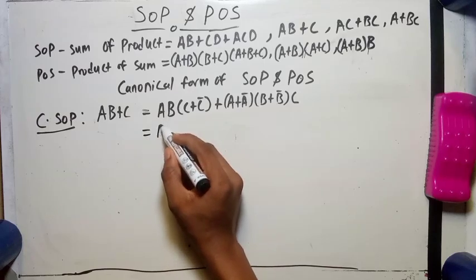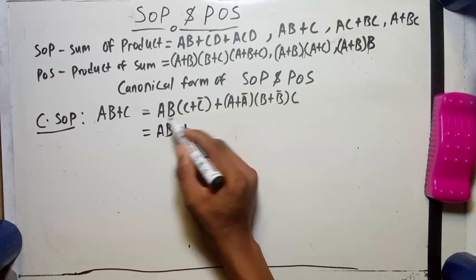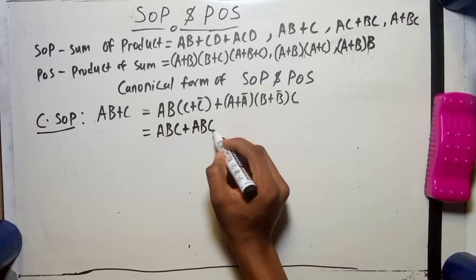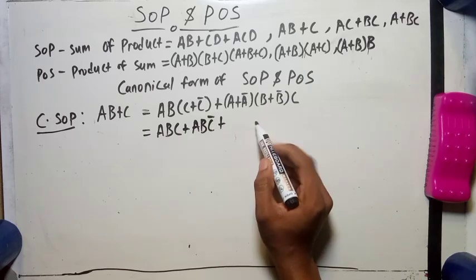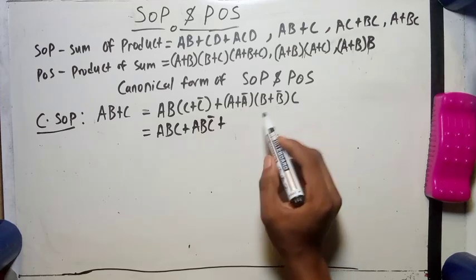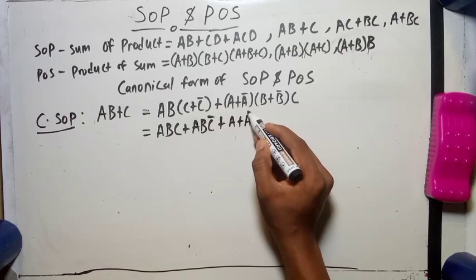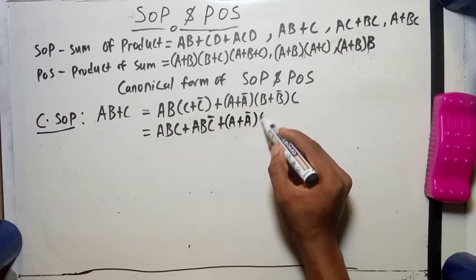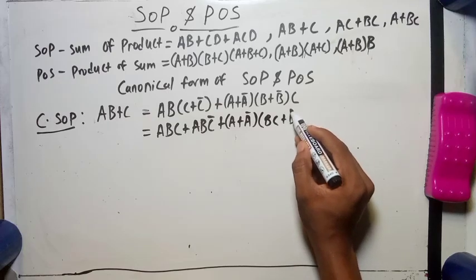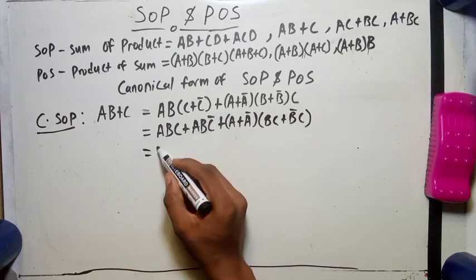Now from here we can simplify or solve further. When we solve further, we have A, B, C. This is AB multiplying C plus AB multiplying C bar. The next one, let us first of all do C times B and B bar. We're going to be having A plus A bar in brackets still, and then B C plus B bar C. Moving over to the next one, this one still remains the same.